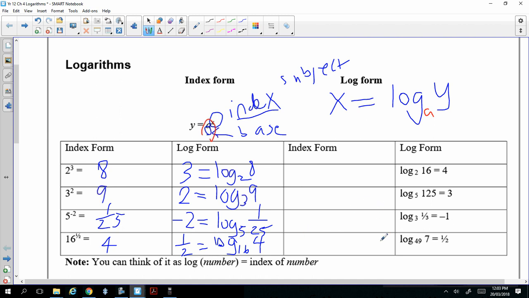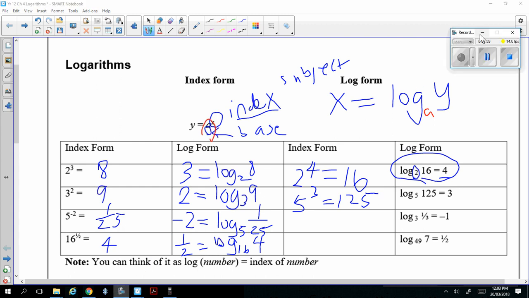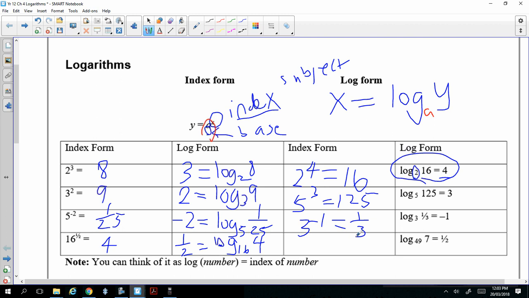Now we're going to go back the other way. You should be able to write log form into index form. So 2 to the power of 4 equals 16. The next one, 5 to the power of 3 is 125. And then 3 to the power negative 1 equals 1/3. And the last one, 49 to the power of half equals 7.